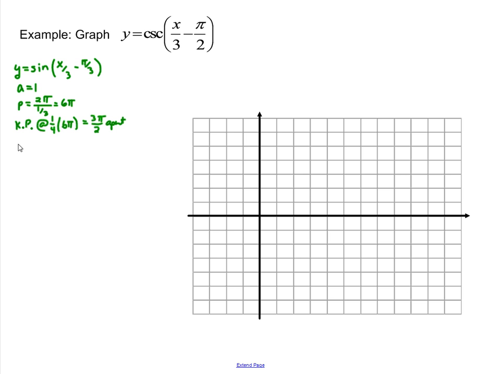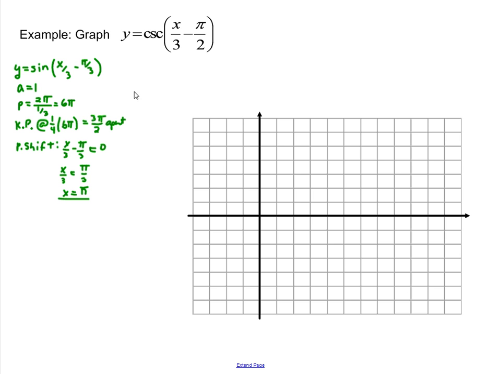And if I'm looking for my phase shift, I'm going to set my argument equal to 0, solve for x. So if I take x over 3 minus pi over 3 and set it equal to 0 and solve for x, x over 3 is equal to pi over 3. That gives me x is equal to pi when I multiply both sides. So this is actually my phase shift right here.